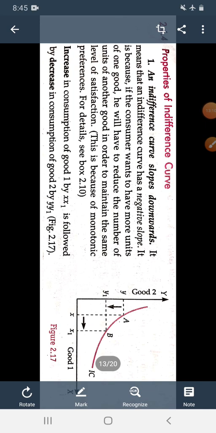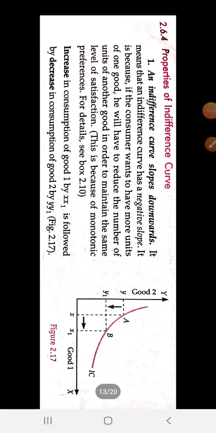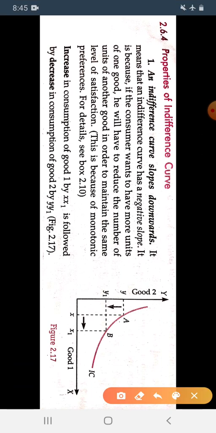What are the different properties of the indifference curve? The first one is that an indifference curve slopes downward. The first property of the indifference curve is that it is convex to the origin. That means it is like that. It means that the indifference curve has a negative slope.